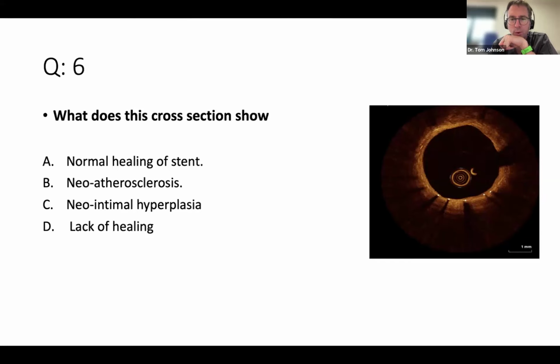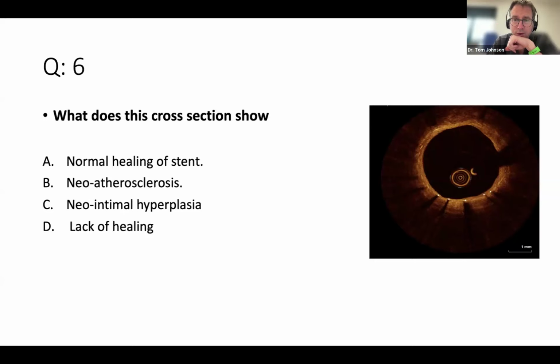What we can see is that for the struts that are readily identifiable from 4 o'clock, 5 o'clock, clockwise around to 11 o'clock, there's very little in the way of tissue between the lumen and the stent struts. There's not absence of tissue. You might argue that the struts at 7 and 8 o'clock that are very near to the lumen surface, you'd have to magnify that up to see whether there's any obvious tissue over it. But I think this probably represents just normal healing of a stent.